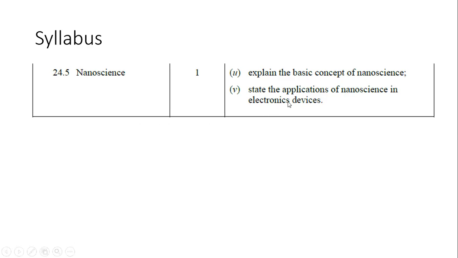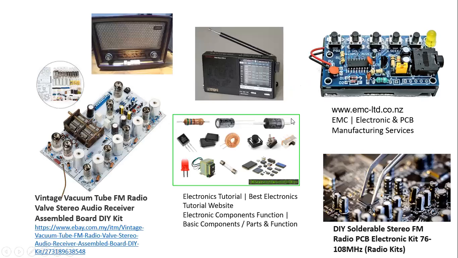Explain the basic concept of nanoscience. State the application of nanoscience in electronic devices. I don't know whether you have seen that or not, where you use a very big tube. These are like transistors, but we call it a valve, made of glass. That's why it's so huge compared to during the 90s or 80s, getting smaller, and now we get smaller still. So now these are discrete components, this one. And these are your IC. We are going to smaller and smaller, going for electronics.